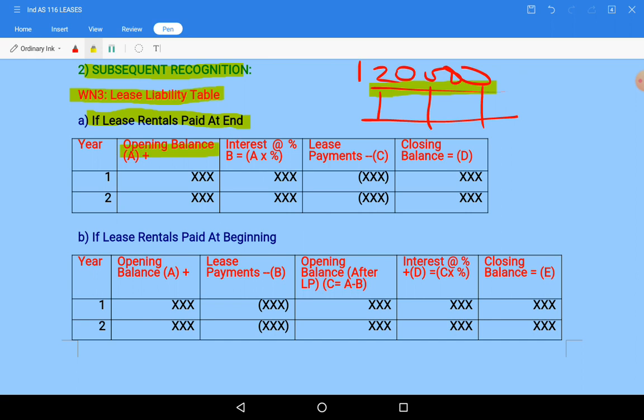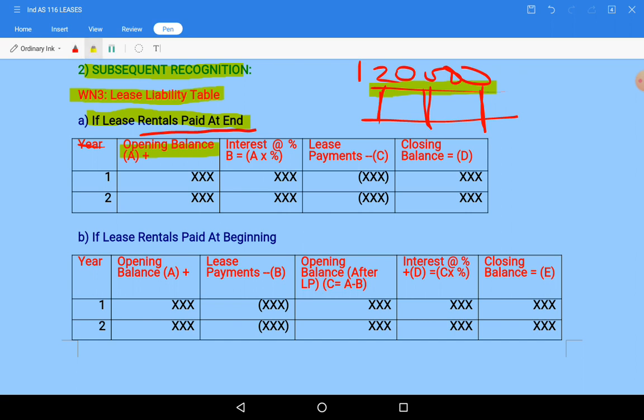Opening value. Here one more thing: if lease rentals are paid at the end of the year, paying at first year end, second year end, third year end, that is, at the end of the period, your lease liability table will be like this.